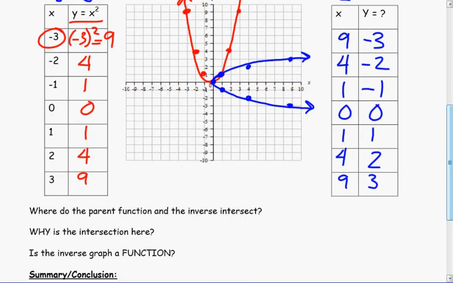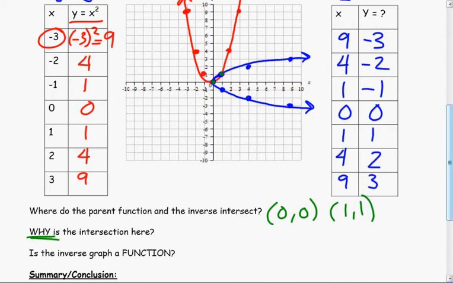What we want you guys to notice is that the two graphs actually do intersect. And hopefully you can see that there are two very distinct points of intersection. One right here at the origin, and one right here at the coordinates 1, 1. Now what's special about these two points is that that's where the x values and the y values are the same. And that's going to happen each and every time we graph a function and its inverse.